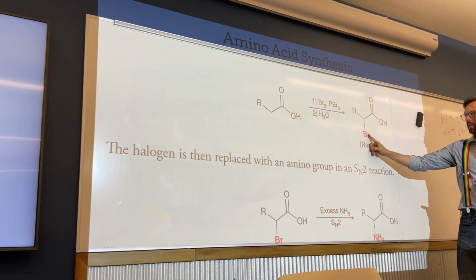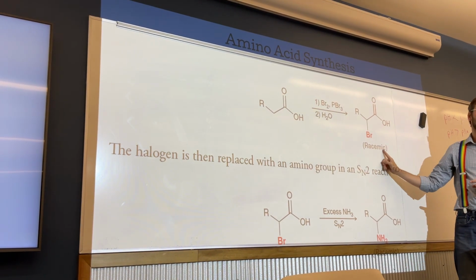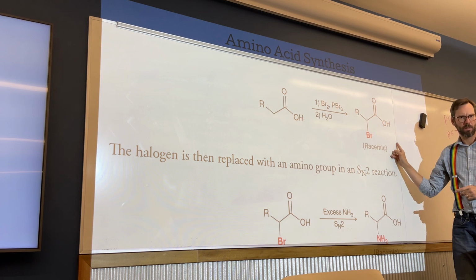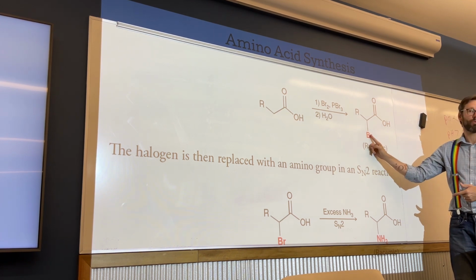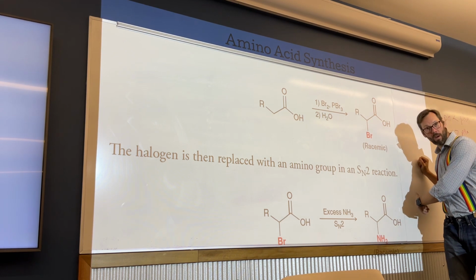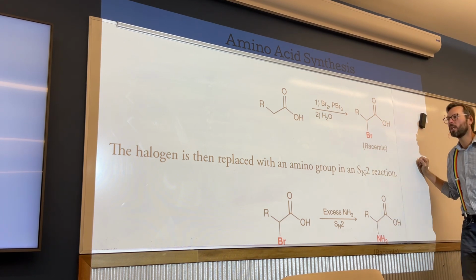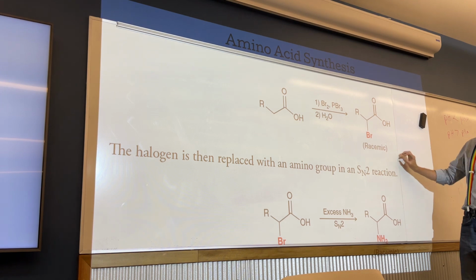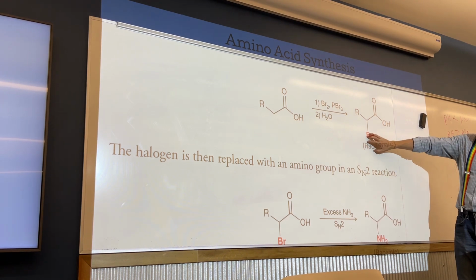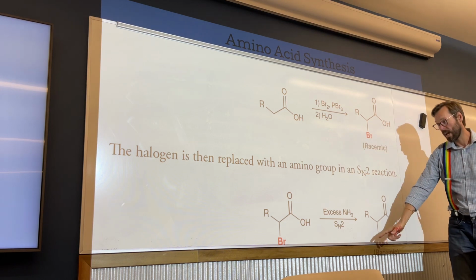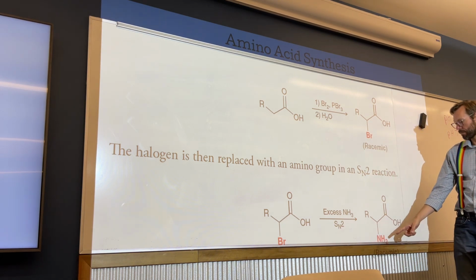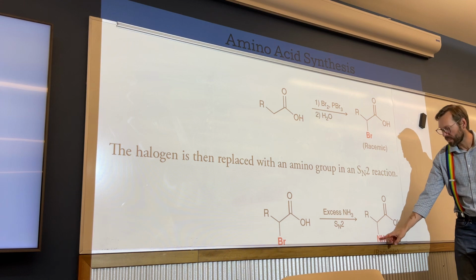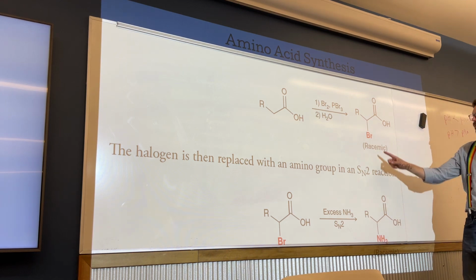carboxylic acid. You're going to get a racemic mixture. You guys remember what racemic means? So one group coming out, one going into the board, in a mix. And then you can do a substitution and replace this with whatever you need. In this case, you need an amine group, right here.